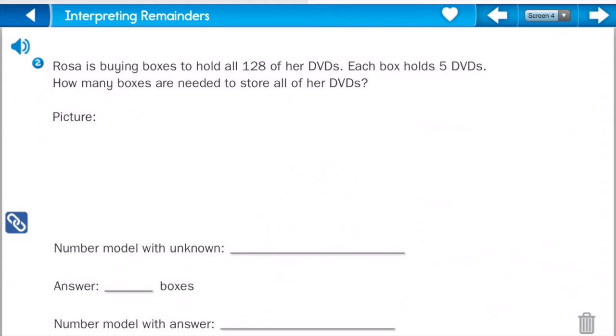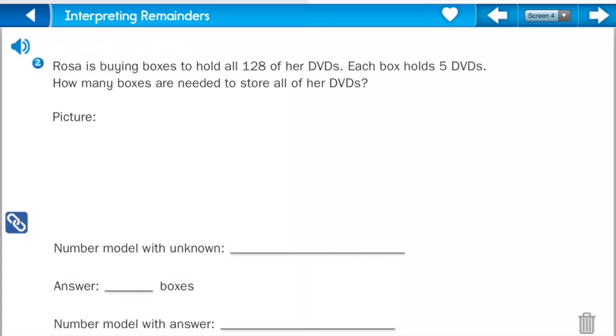All right. Here's our problem. Interpreting remainders. 2. Rosa is buying boxes to hold all 128 of her DVDs. Each box holds 5 DVDs. How many boxes are needed to store all of her DVDs? Picture. Number model with unknown. Answer. Blank boxes. Number model with answer.